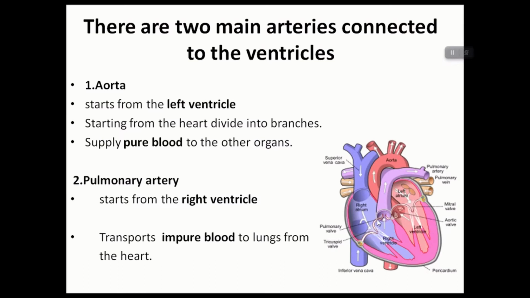Does it carry impure blood? Now you have to keep in mind, what are the two main arteries? Aorta and pulmonary artery. Can you show me? Aorta is there, and pulmonary artery is connected to the right ventricle. Aorta is connected to the left ventricle.